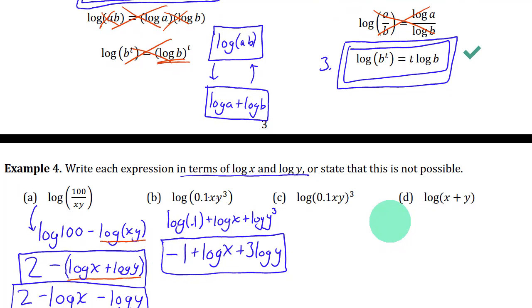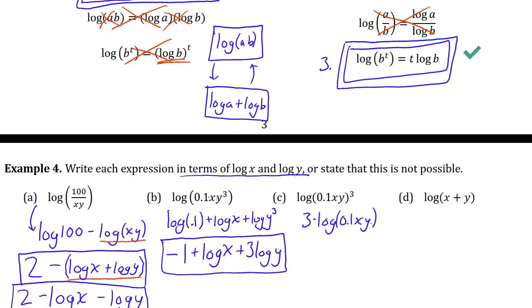Okay, so how about this one? This one is now written as log of something all to a power. This one you can use log law 3 with. It's just instead of b, we have 0.1 xy in there. So I'm going to use log law 3 here to turn this into 3 times log of 0.1 times xy.